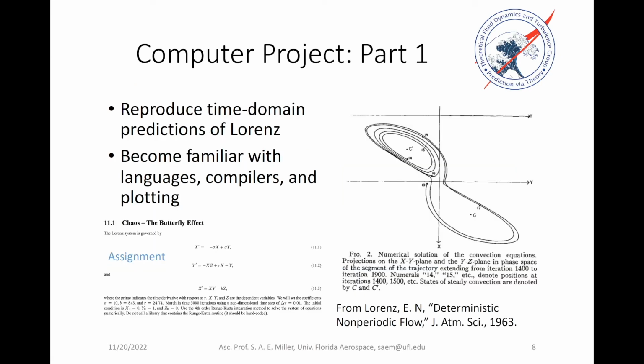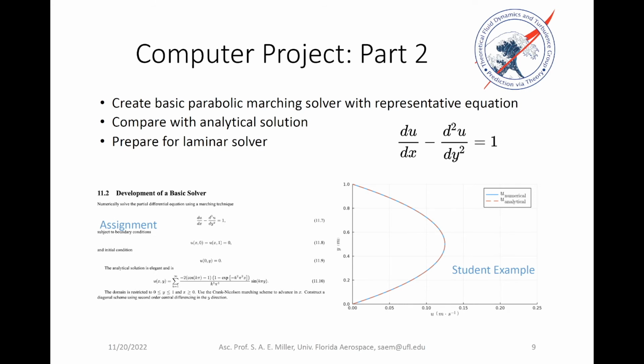Here are some screenshots from the first computer project. It's based on Lorentz paper in 1963, and the idea is that we reproduce the time domain predictions of Lorentz. So this is an important lesson for the students, that when we change initial conditions, later conditions can change a lot.